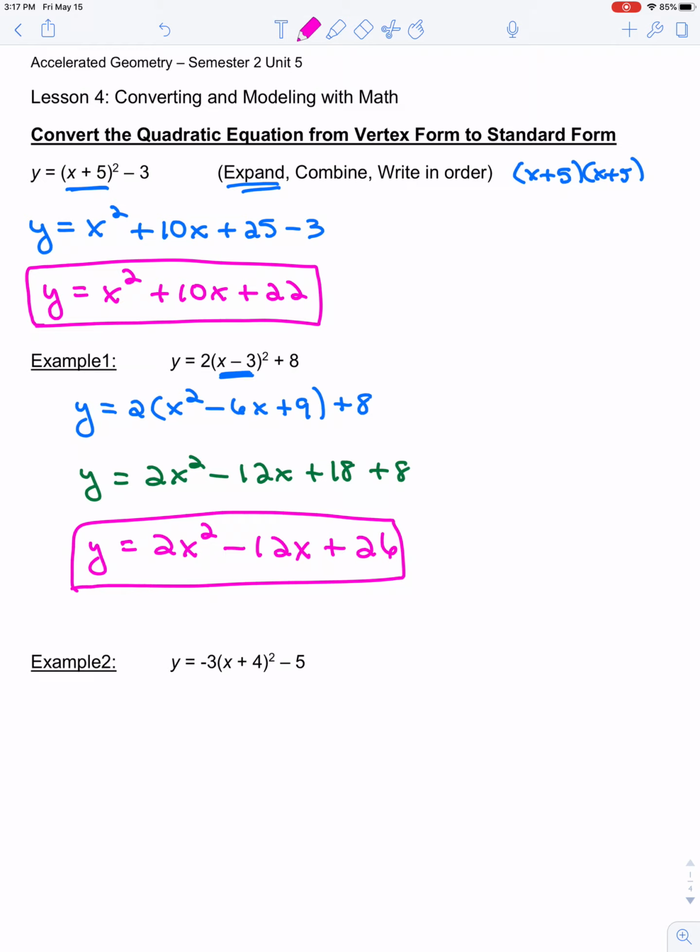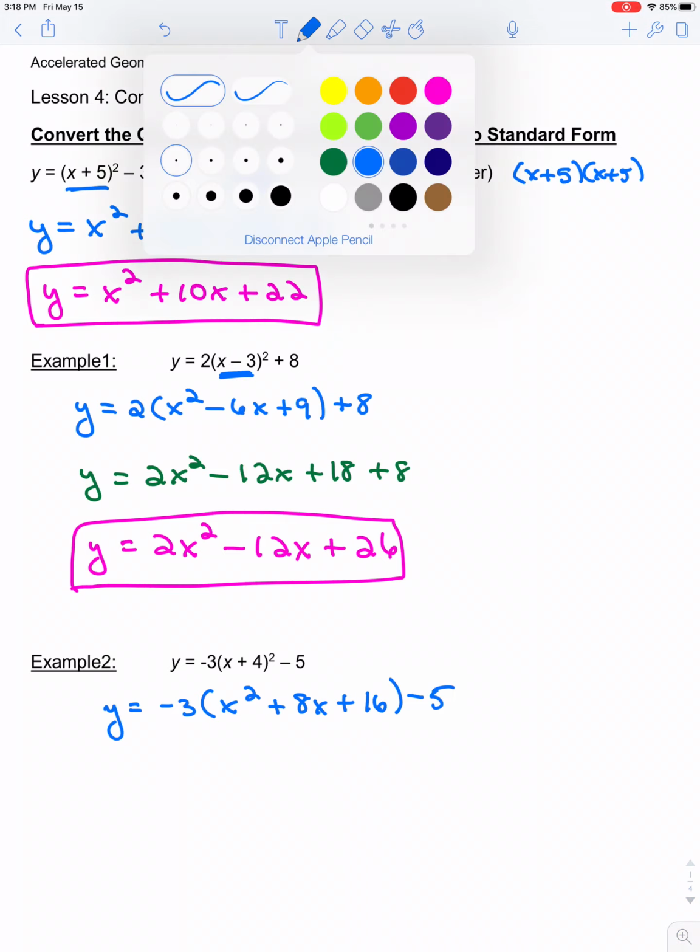So 2x squared minus 12x, combine the 18 and 8 to get plus 26. Okay. Let's look at one more example before we get into modeling these equations. Okay, so the last one, we again are going to expand, leave the negative 3 out front, x squared plus 8x plus 16 minus 5.